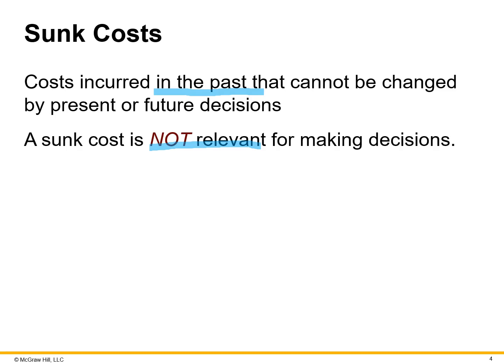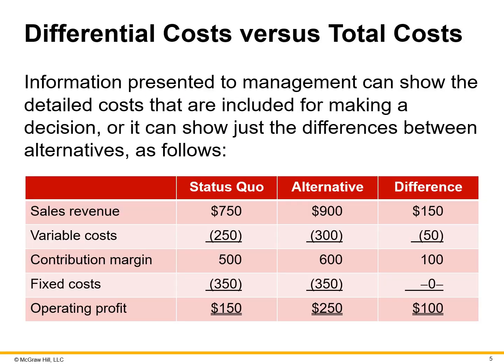This slide shows us a table with two different alternatives that we're considering. And to highlight the difference between differential costs and irrelevant costs, we can look at fixed costs. In the case of fixed costs, it doesn't matter if we choose alternative 1 or alternative 2. Fixed cost is $350 under both scenarios. So in this case, fixed cost is not going to be considered in our differential analysis.